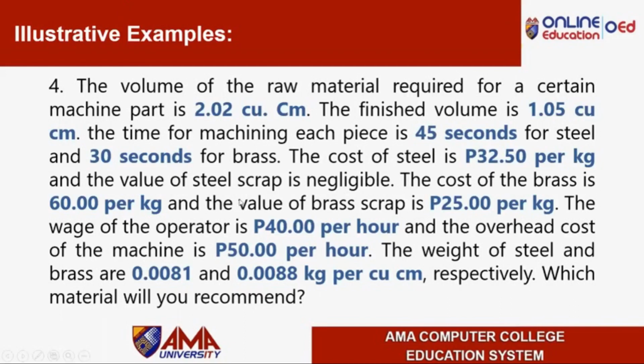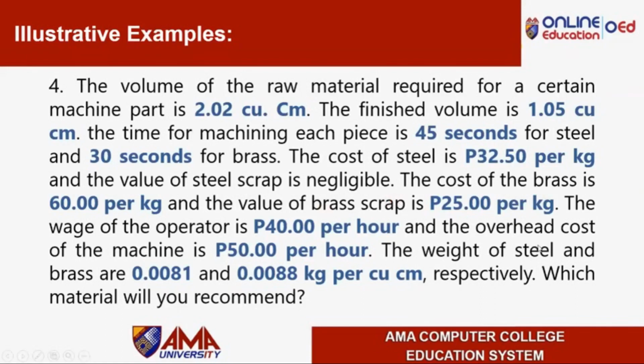The wage of the operator is 40 pesos per hour, and the overhead cost of the machine is 50 pesos per hour. Wait, I forgot to mention that the cost of the brass is 60 pesos per kilogram, and the value of the brass scrap is 25 pesos per kilogram. So we have an additional cost because of the brass scrap.